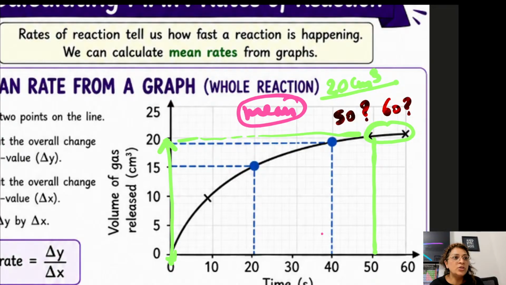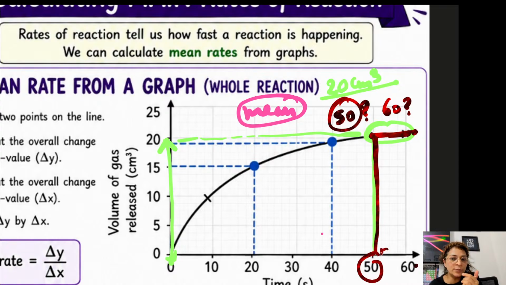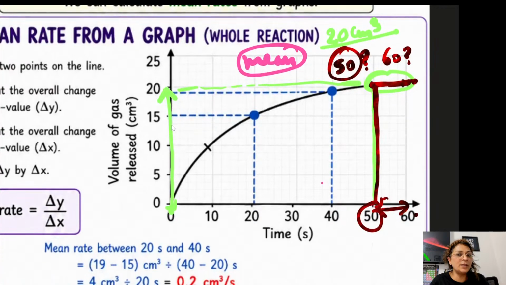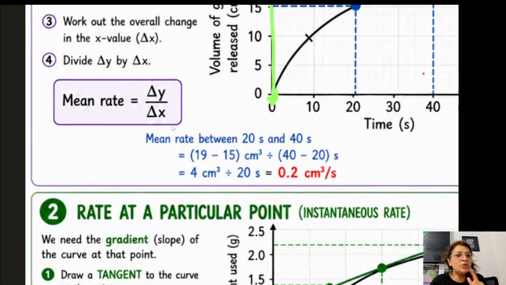Yeah, okay. So we should take 50. Very good. Remember why you're not taking 60? Because at this point it is 50, and after this you need to see where the line has plateaued, meaning the reaction has been completed. Now there is nothing left. You don't take this much time, because that's not included. That's just nothing happening in that part. Okay, so this is your mean rate.